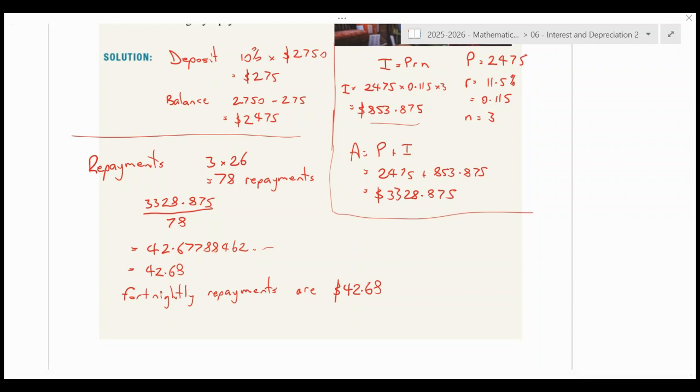But you always round up because your payments are always slightly bigger than what you need. And that way, when you get to the last repayment, you'll pay $42.68 77 times, and then the last one might be $42.65 or something like that. So the last one is always a little bit less, but that way they make sure that you've paid it in time. All right.